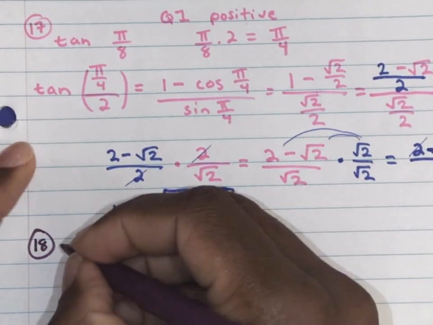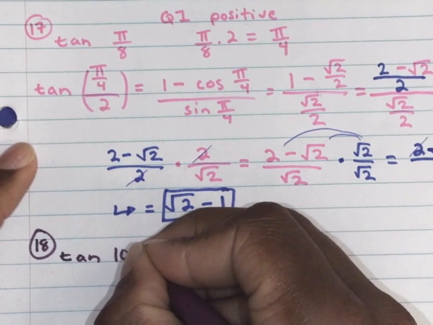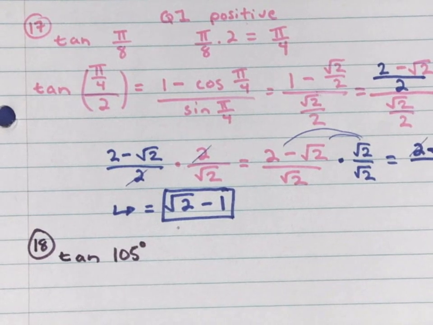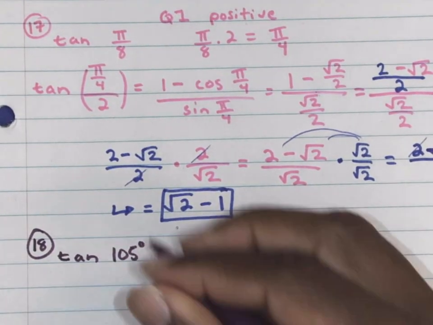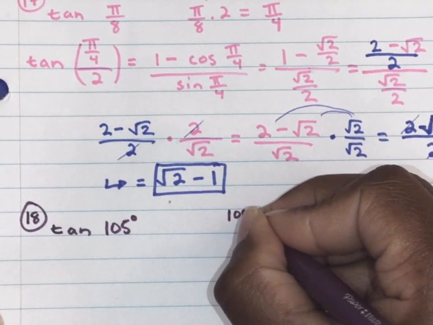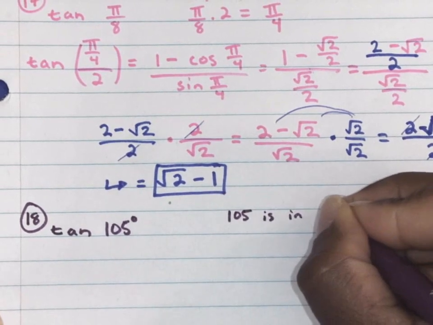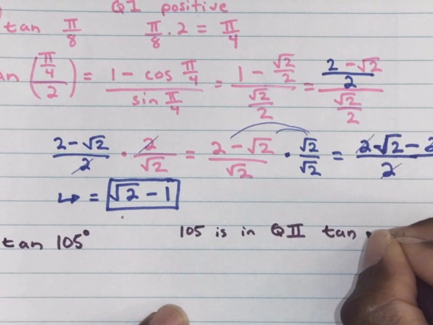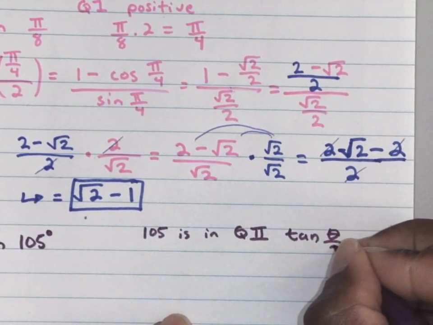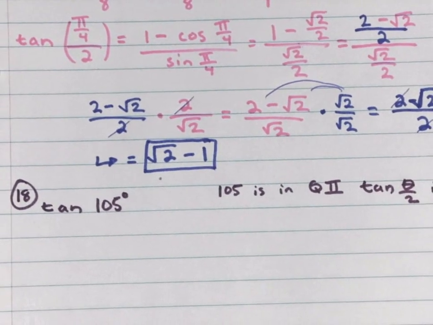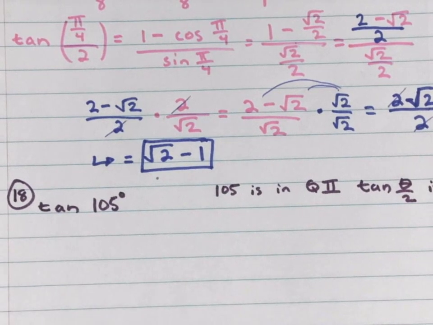Last problem. Tangent of 105. All right, 105 is greater than 90. So 105 is in quadrant 2, meaning tangent of the half angle is negative, because tangent is negative in the second quadrant. But actually for tangent, I don't even have to decide. I forgot about that. We don't have to decide because it'll work itself out.